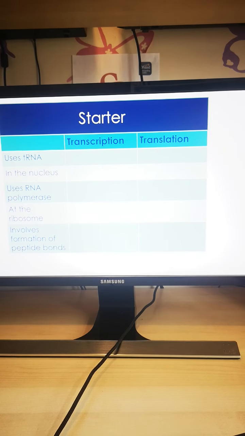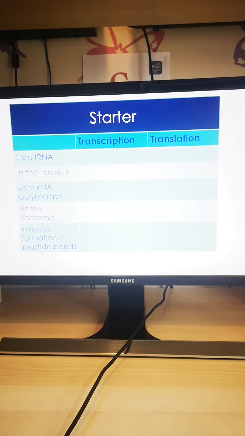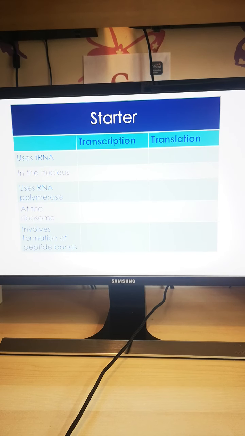Okay, so we are working our way through PowerPoint number 3 for this topic, which starts with a bit of a recap of what we did last week. So the processes of transcription and translation. I would like you to pause in a second, copy down and complete the table by placing ticks and crosses in the columns. Okay, so pause.